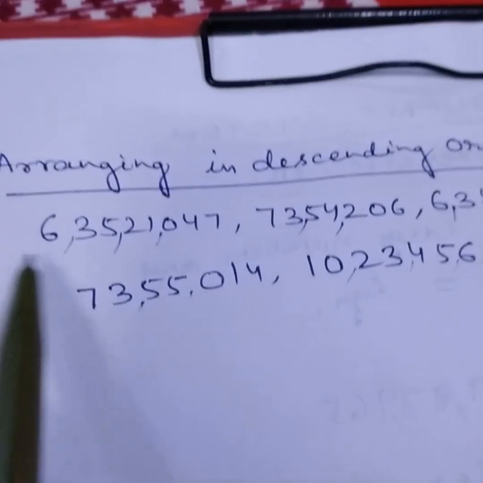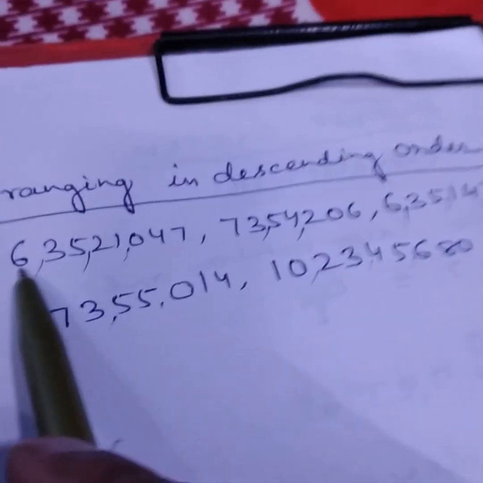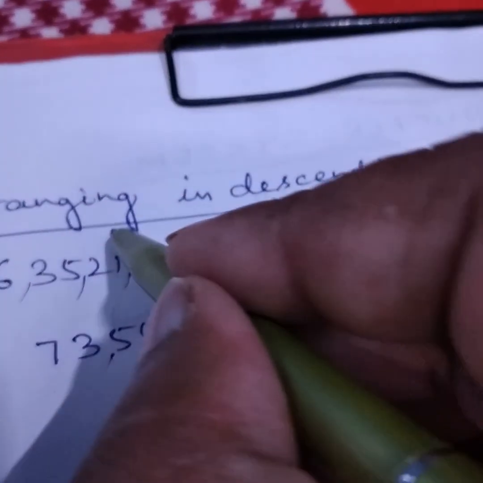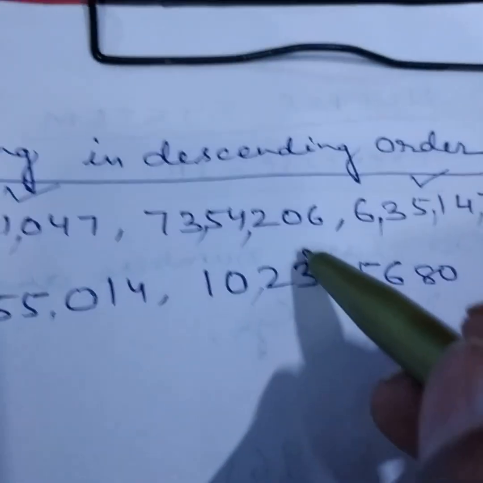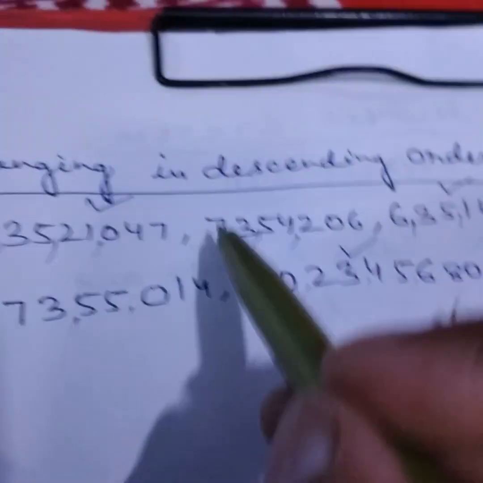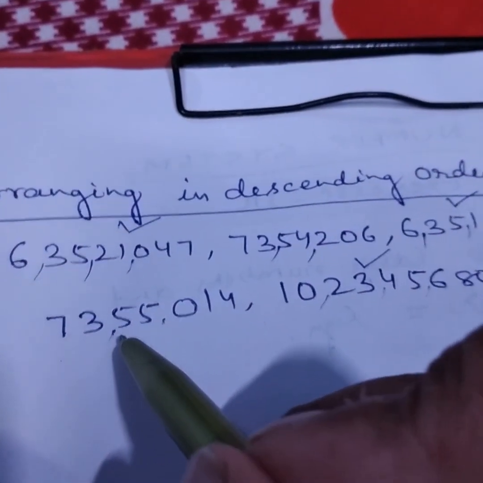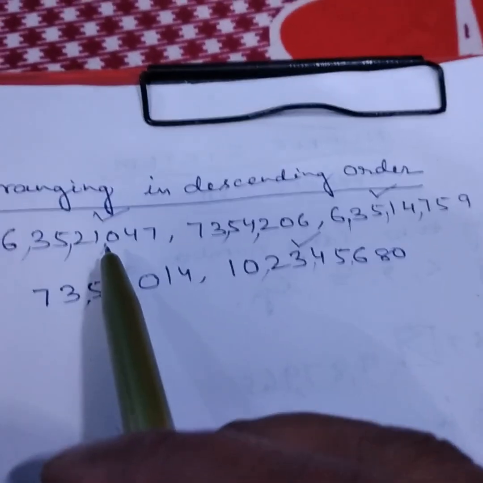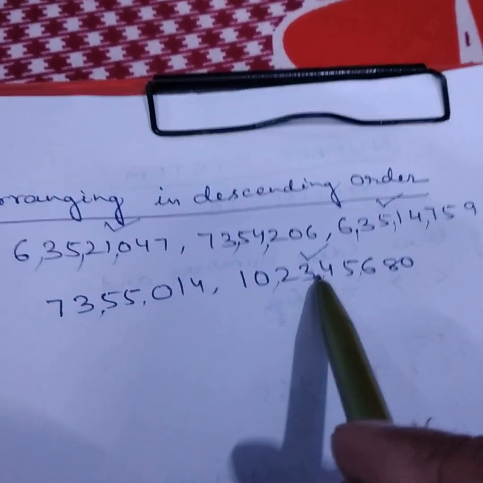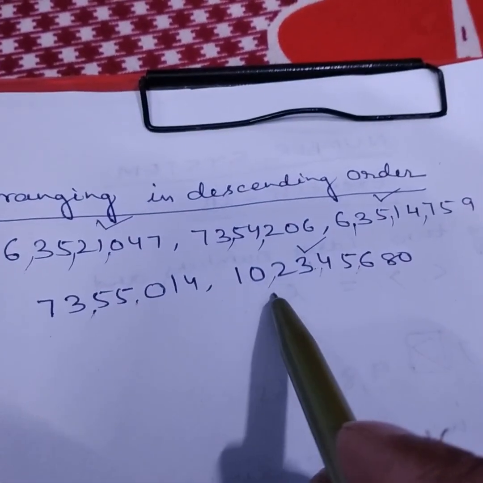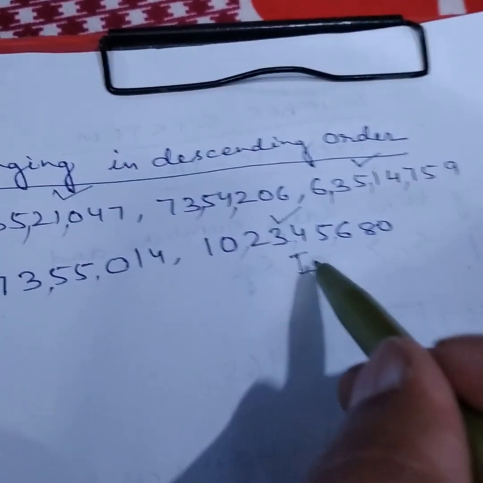Now we will discuss, children. 6 is in crore and here also 6 is in crore and here it is 10 crore, and the remaining one is 73 lakh and here also 73 lakh. First we have to discuss these: 6 crore, 6 crore and 10 crore. Definitely 10 crore is the greatest one, so this one is first.